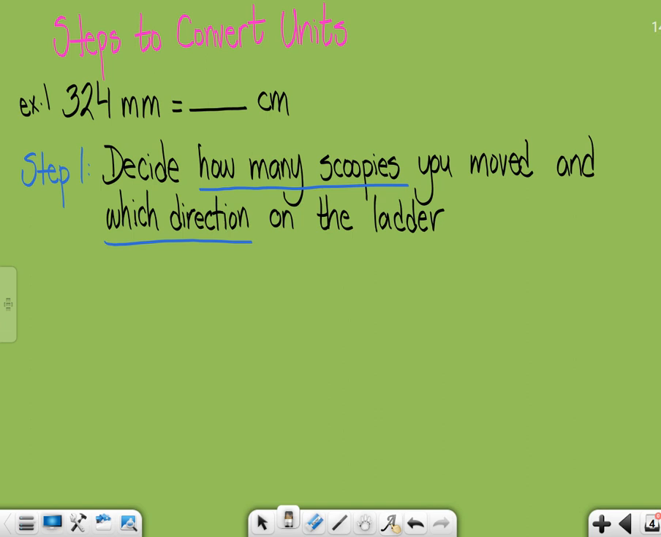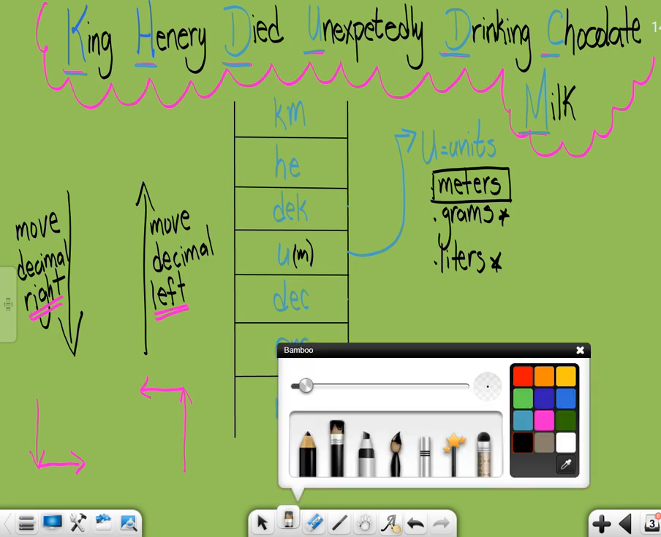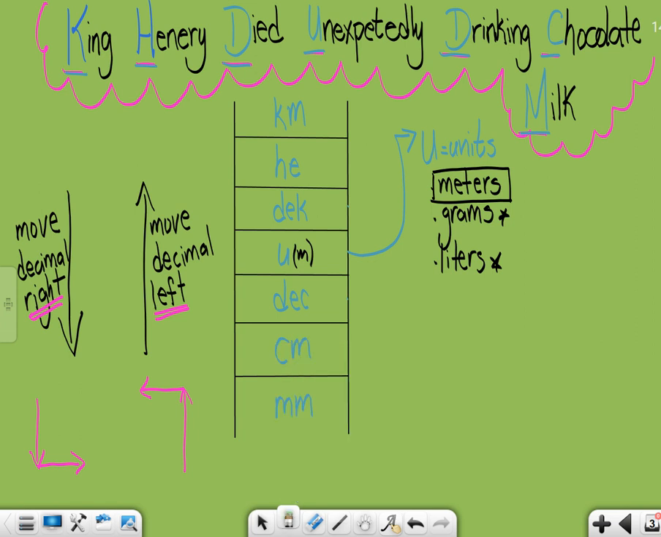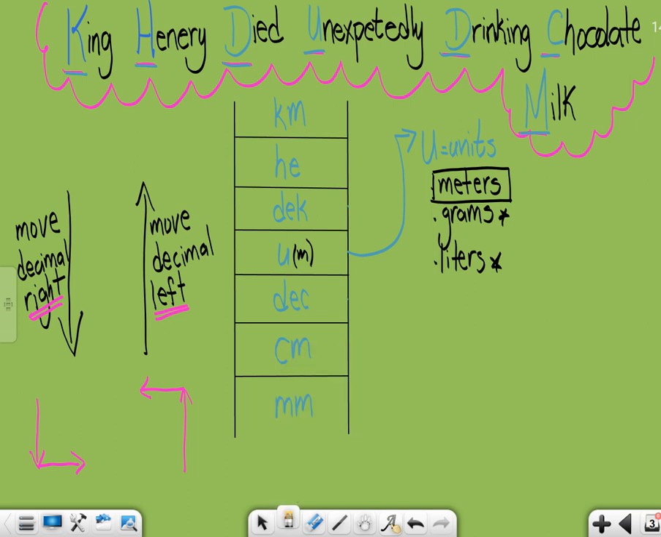Okay, so let's go back. So right now, let me just look at it. So I've got 324 millimeters, and I'm trying to go to centimeters. So I'm going to go back to my ladder. Okay, so where am I right now? And I'll get a different color going. Let's say my starting point, I'll do that as yellow. Okay, so I'm starting at, which unit is it? And I'll write it here, so we've got it going.